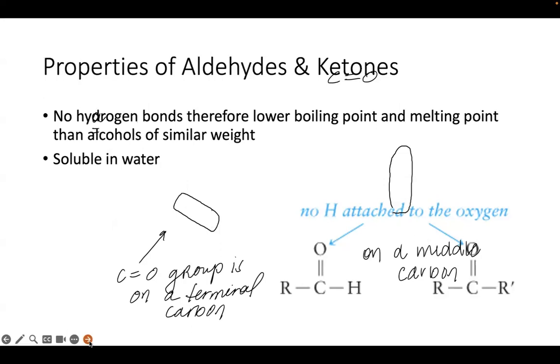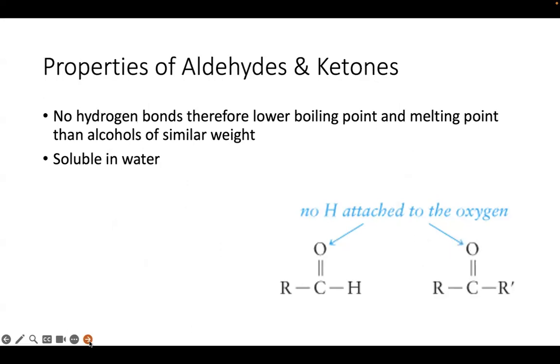So just a little bit of properties. Aldehydes and ketones, we can generalize their properties all as one. They are soluble in water, but they can't hydrogen bond, which I know we haven't talked about what hydrogen bonds are, and so they have a lower boiling point and melting point than alcohols, but they still have higher than alkenes and alkanes and alkynes.